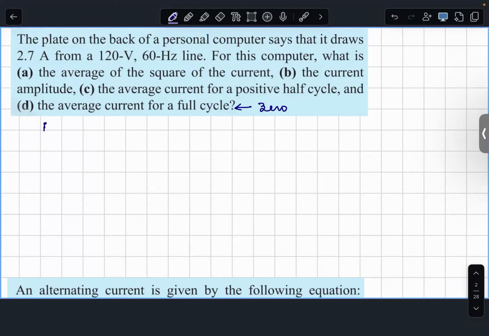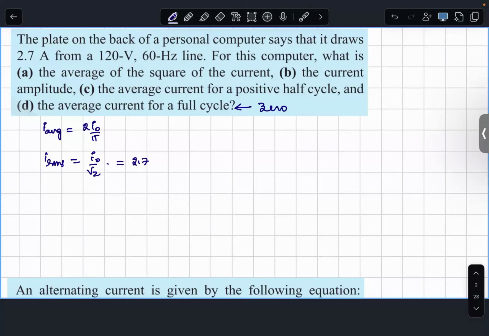I average is 2 I naught by pi. IRMS is I naught by root 2. So the 2.7 amps, what they have given is the IRMS value. What do you want? What is the average value of the square of the current?